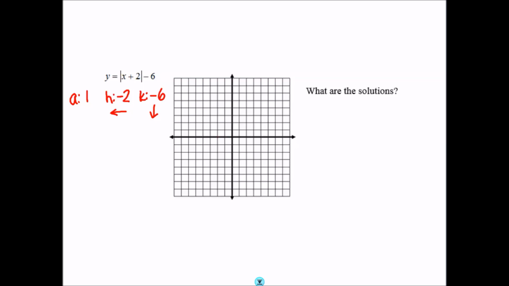So if I start my graph at the point negative 2, negative 6, then because a is 1, it means I'm going to go up 1 and over 1 in both directions for my absolute value graph.